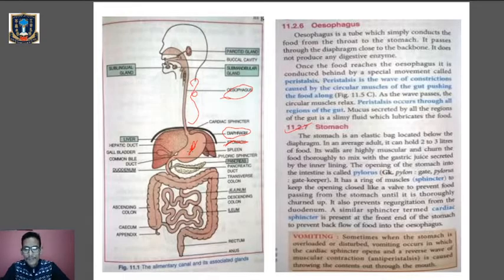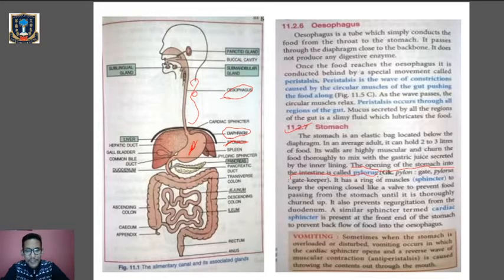Now within the stomach we have highly muscular layers which have the property to thoroughly mix the food particles. The inner lining of the stomach will also secrete the gastric juices. Remember, the inner lining of the stomach will secrete the gastric juices. Now below the stomach you can see the presence of the intestine. The opening of the stomach into the intestine is called the pylorus.